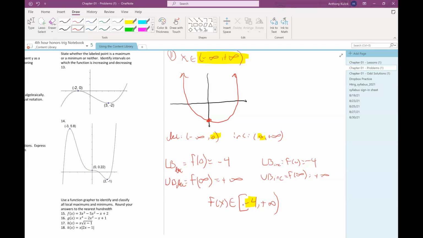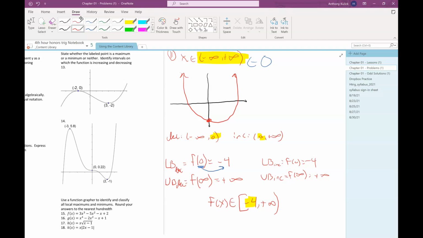Well, 0 is the x that gives me that particular y, right? 0's in the real numbers. So there's a point when x equals 0. The y coordinate is -4. It's included, right? Yeah, any follow-ups on 11 before we move forward?